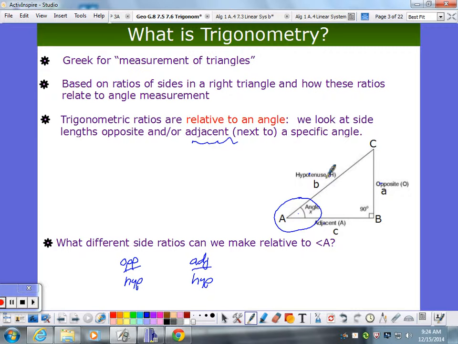What are other ratios I can make with these three different measurements? Give me one. I gave you two ratios. We can come up with more, right? Based on these three things? What's another one, Amanda? How about adjacent over opposite? Yes, we can certainly do that.